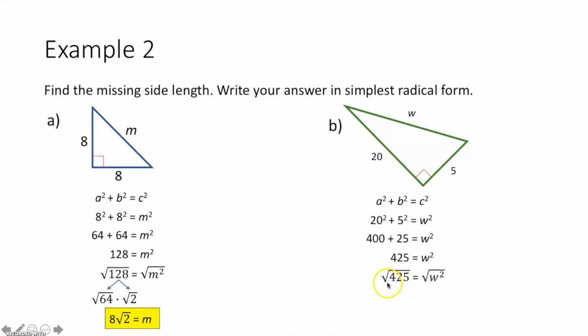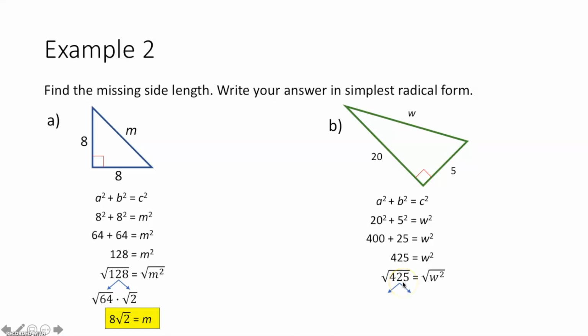That's what we were solving for. And then over here, the square root of 425. 425 is not a perfect square. So what we're going to have to do to get it in simplest radical form is break it into two separate radicals that multiply together to make 425. One of these numbers has to be a perfect square. So what perfect square goes into 425?